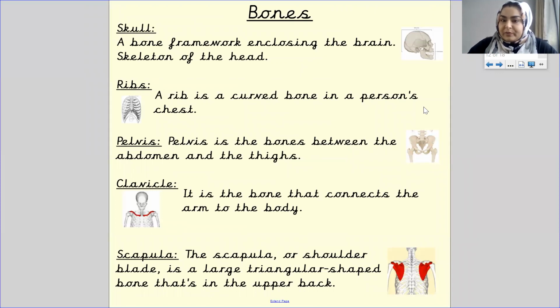Okay, pelvis. The pelvis is the bones between the abdomen and the thighs. So the abdomen is like the lower part of your tummy. Yeah, it's basically your tummy area. So it's the bone which is between the two.